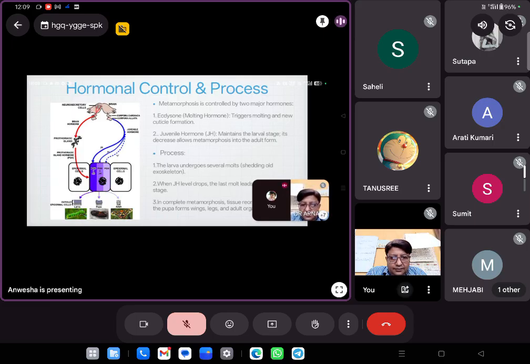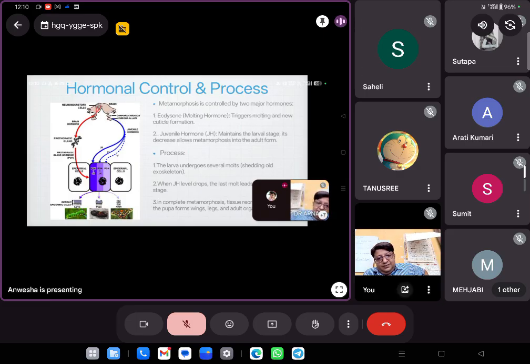Metamorphosis is mainly controlled by two major hormones, ecdysone and juvenile hormone. Ecdysone, also called the molting hormone, triggers molting and promotes the transformation of larva to pupa. Juvenile hormone maintains the larval stage and prevents it from becoming an adult too soon. As the juvenile hormone level drops, metamorphosis begins, allowing the insect to progress into its adult stage.